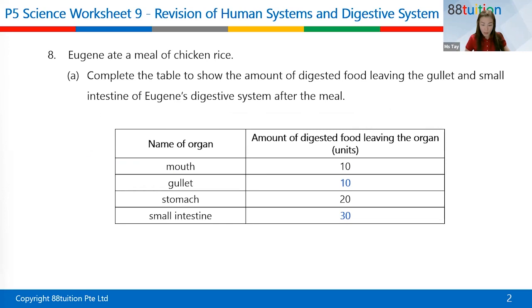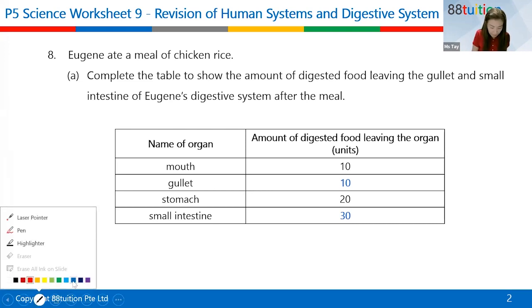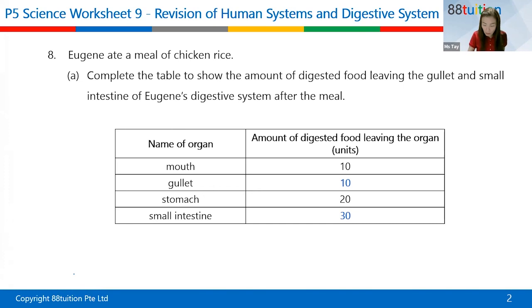So we are supposed to complete the table to show the amount of digested food that leaves the gullet and the small intestine of Eugene's digestive system after the meal. So after the meal, you see, because some digestion takes place in the mouth. We all know this, right?